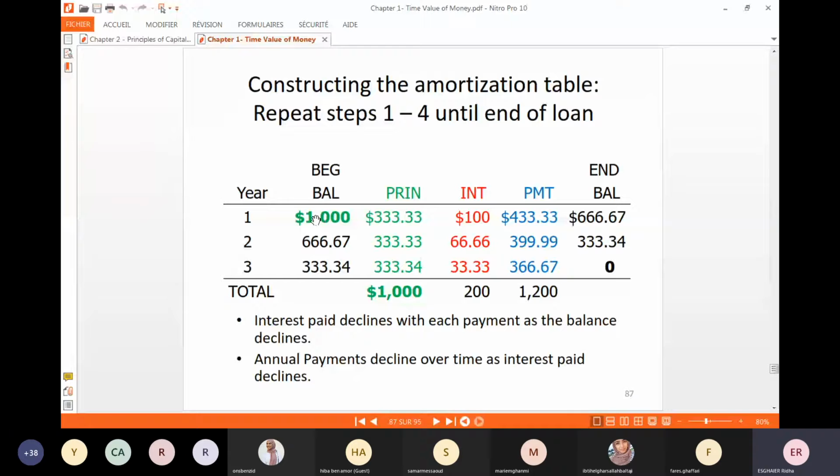Balance at the beginning minus principal 1 will give you balance at the end of the first year. This is the balance at the beginning of the second year. Multiplied by I will give you the interest 2.